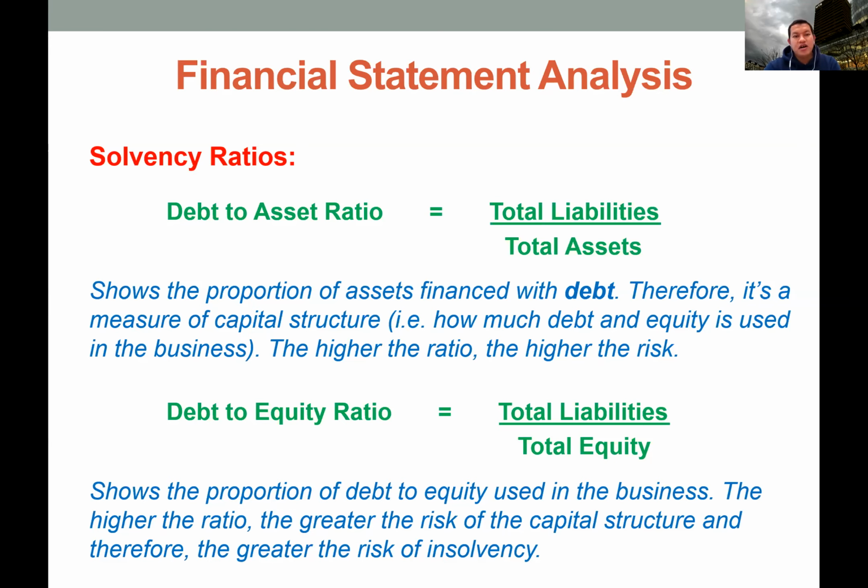Okay, so the first ratio is the debt to asset ratio. It's simply comparing the total liabilities divided by total assets. You can also multiply this by 100%. So it basically tells you the proportion of assets which is financed by the company's liabilities, the proportion of assets financed by debt financing.